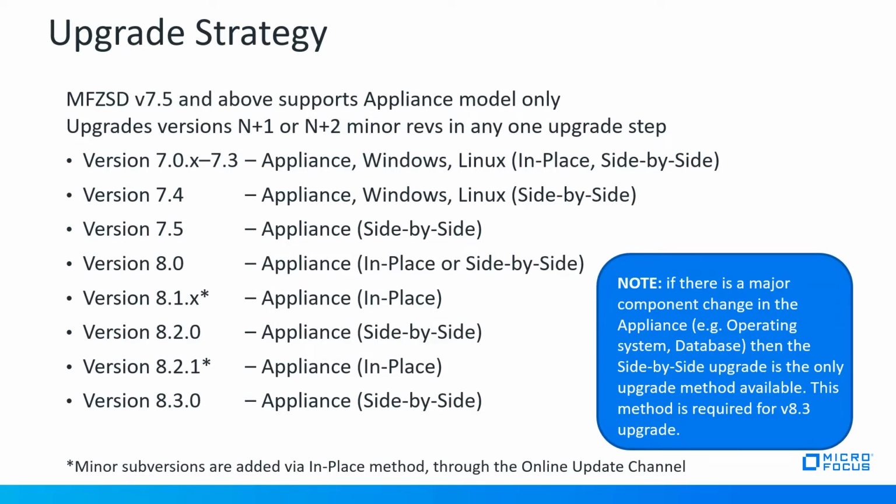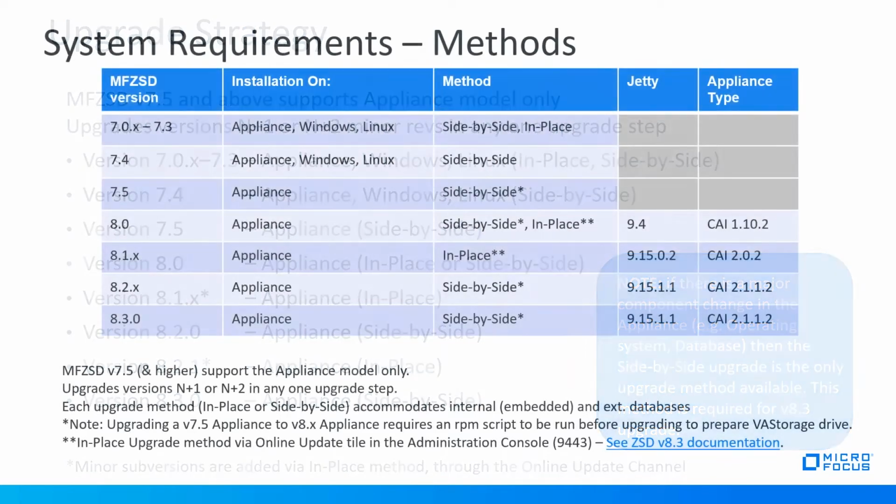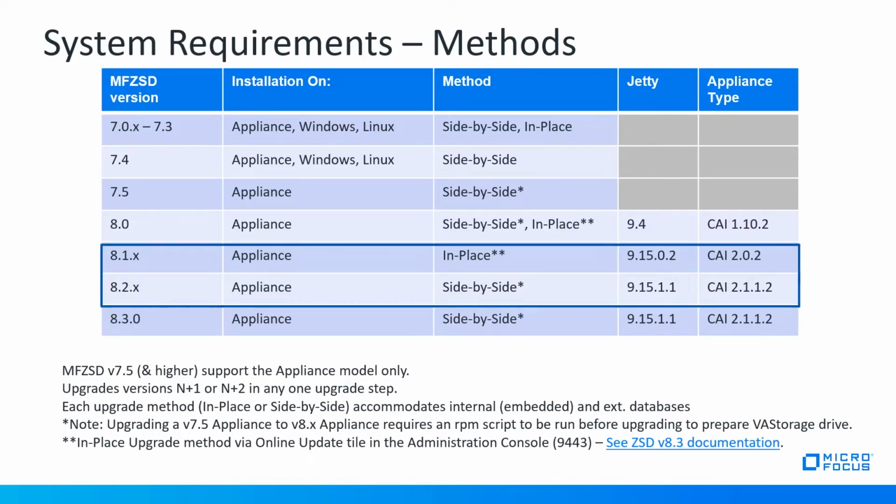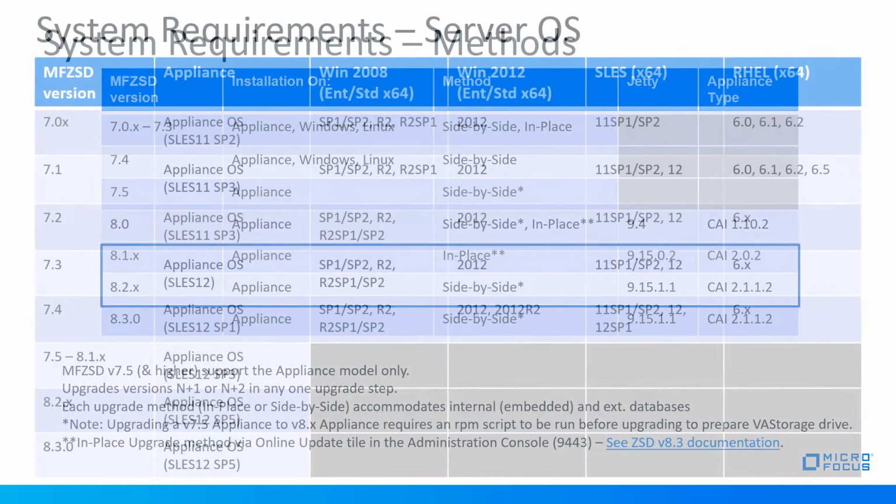The difference between side-by-side and in-place is if there's a major change in the appliance, like the operating system or the database, then you'll be doing it side-by-side, which makes it quicker and easier to script and get a successful upgrade. Those are the version methods as indicated earlier. We're going to be doing everything from 8.1 and 8.2 to 8.3 in this particular upgrade.